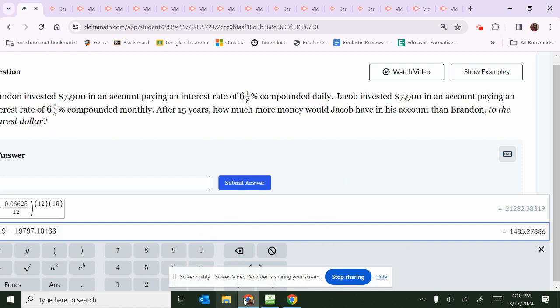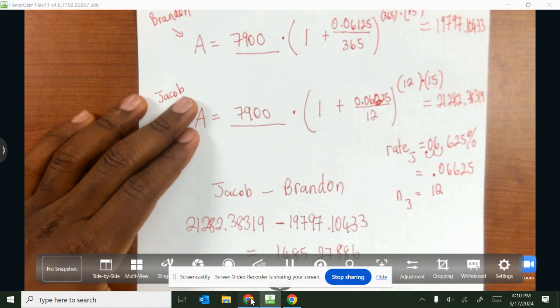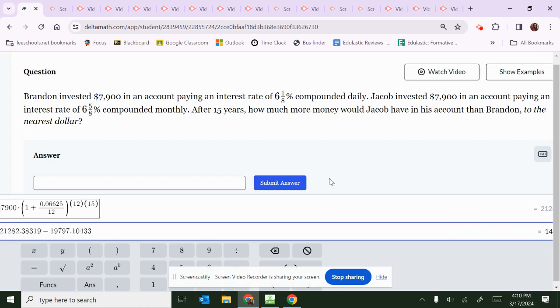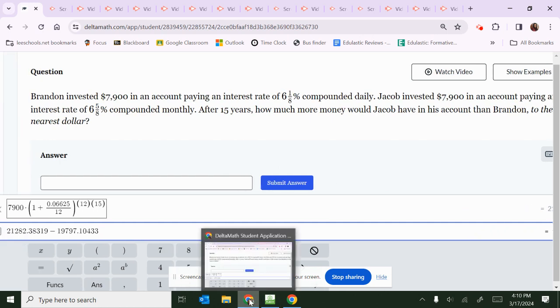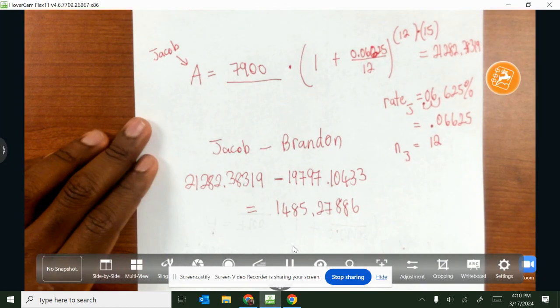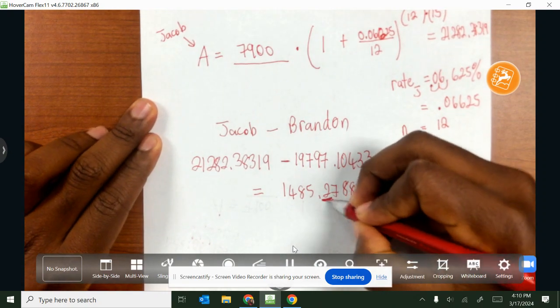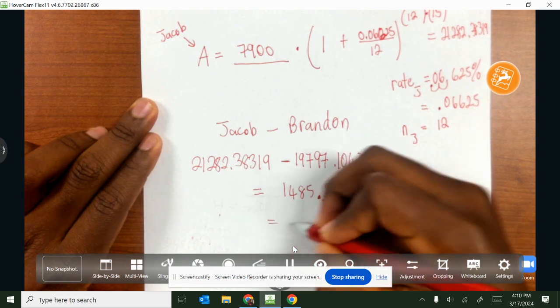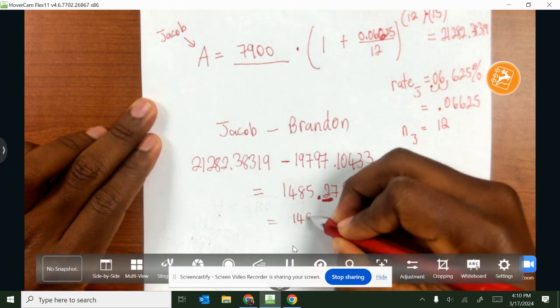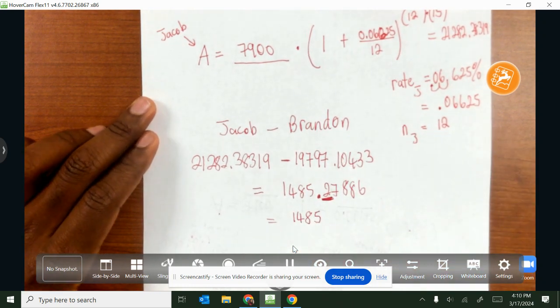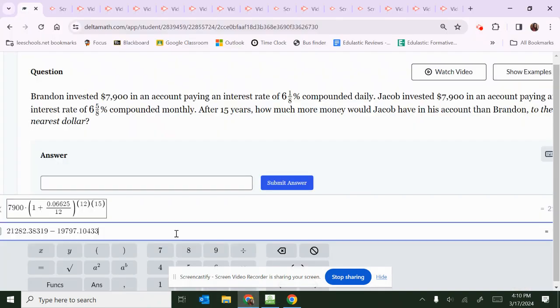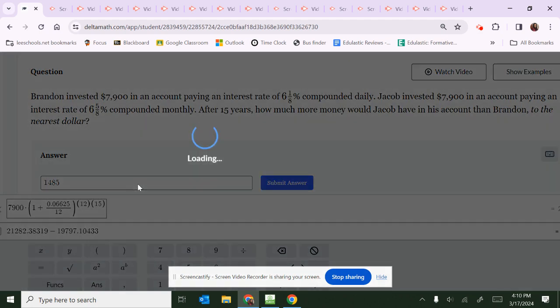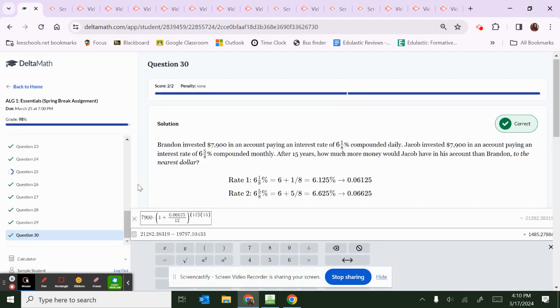Write out everything. Okay. So the question says to round to the nearest dollar. Nearest dollar would be nearest whole number. So I look at the first number after the decimal point. Because it is not 5 or larger, my answer would be 1,485 to the nearest dollar, because nearest dollar is nearest whole number. So 1,485.